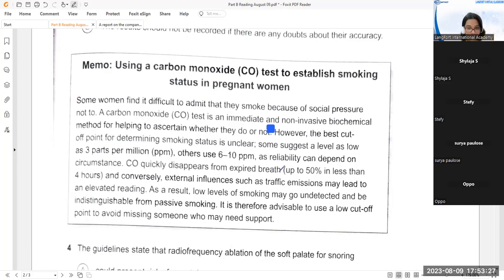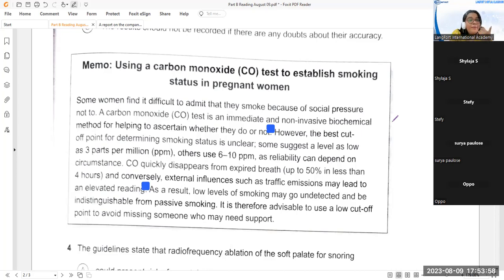Okay, continue till here, Shailaja. However, the best cutoff point for determining smoking status is unclear. Some suggest a level as low as 3 parts per million. Others use 6 to 10 ppm, as reliability can depend on circumstance. CO quickly disappears from expired breath, up to 50% in less than 4 hours. And conversely, external influences such as traffic emissions may lead to an elevated reading.